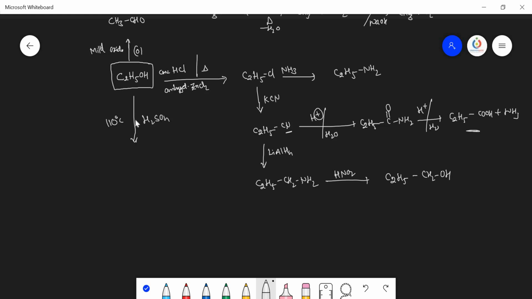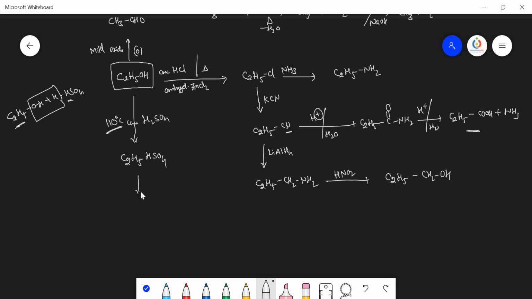Now let us see ethyl alcohol when it is subjected to 110 degrees centigrade in the presence of concentrated H2SO4. It is a primary reaction, which I had explained many times. C2H5OH plus H2SO4, I'll write this H2SO4 as H and HSO4. So a water molecule shall be removed from the ethyl alcohol and H2SO4 at 110 degrees centigrade, and you will get ethyl hydrogen sulfate.